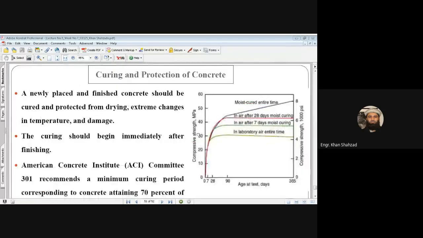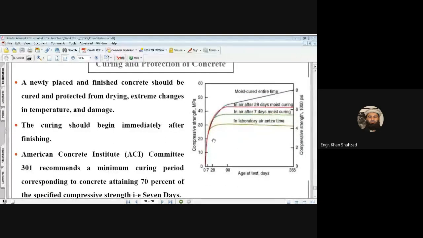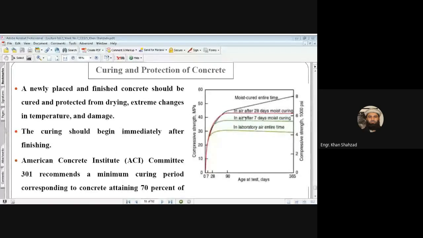This is called the covering and protection of the concrete. Can you see this figure, beta? On the x-axis we have the age of the concrete which we have tested: 7 days testing, 28 days, 90 days, and after 1 year. On one side of the y-axis you have compressive strength in megapascal, and on the other side compressive strength in psi multiplied by 1000. So this is the graph of the concrete. This is the graph of another concrete. This is the graph of a third type of concrete, and this is the graph of a fourth type of concrete.